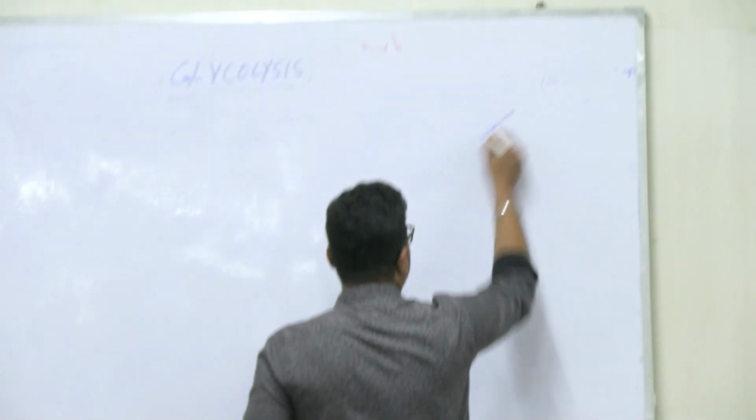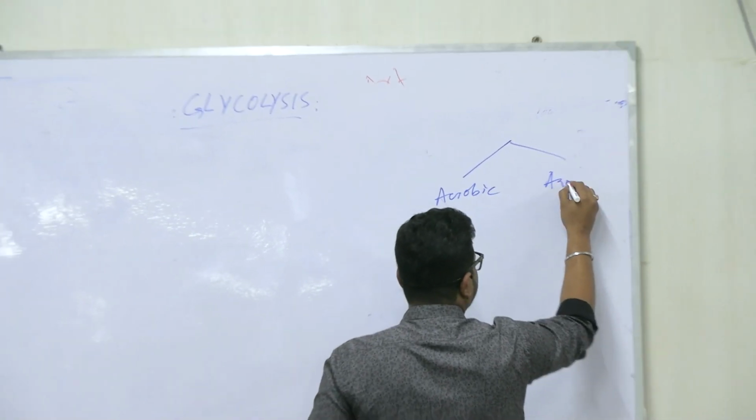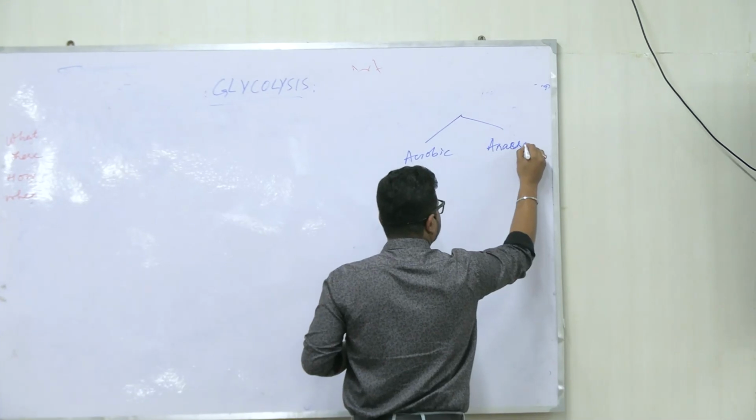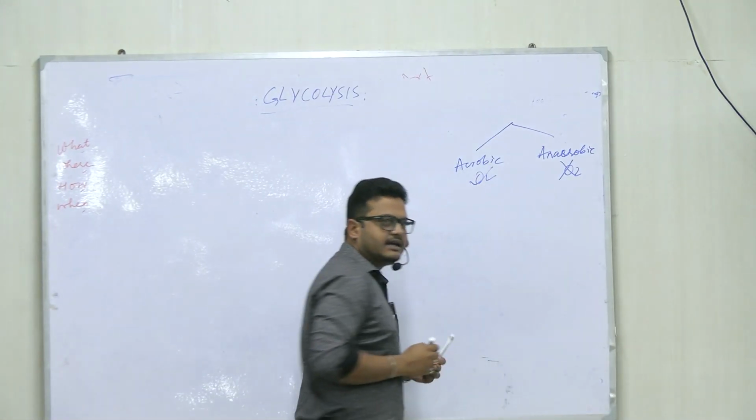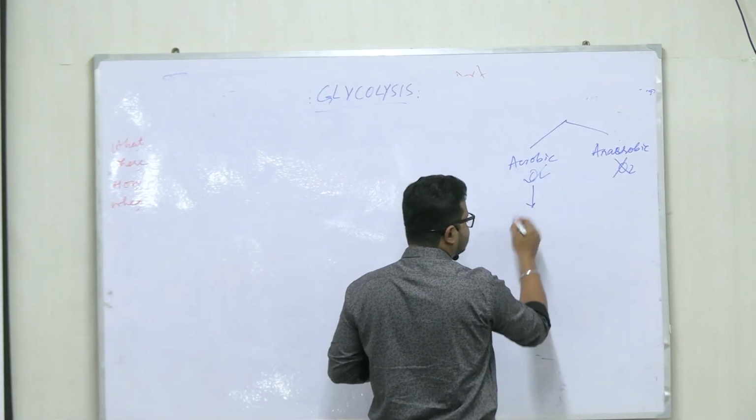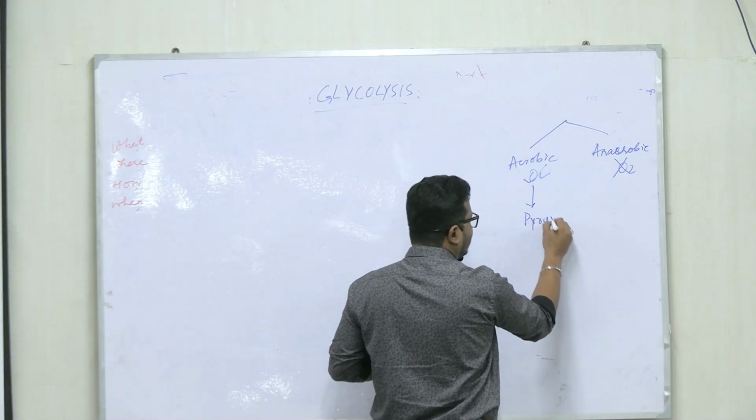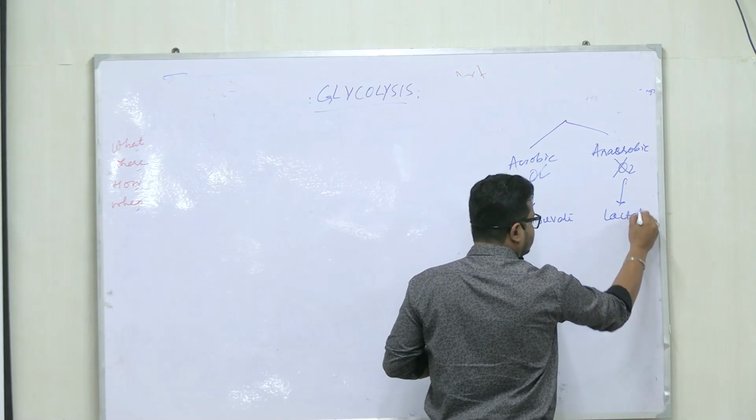Done. Okay. If you go through, glycolysis are of 2 types, aerobic and anaerobic. Whenever we talk about aerobic, presence of oxygen, and anaerobic, absence of oxygen. Yes or no? Fine. In presence of the condition called as aerobic, we get a product called as pyruvate. In absence of oxygen, we get a product called as, very good.